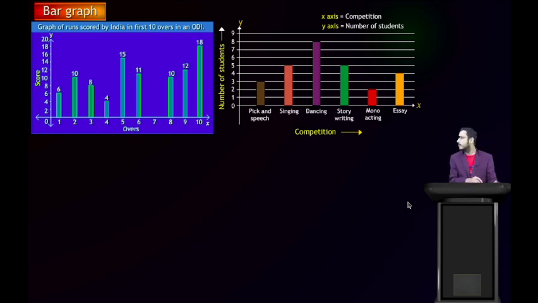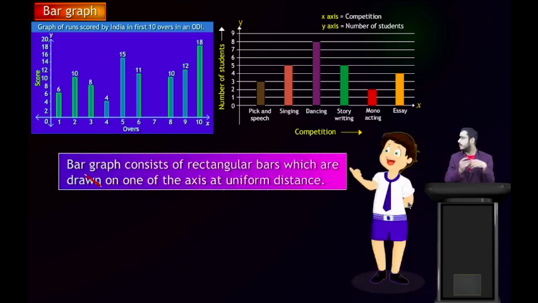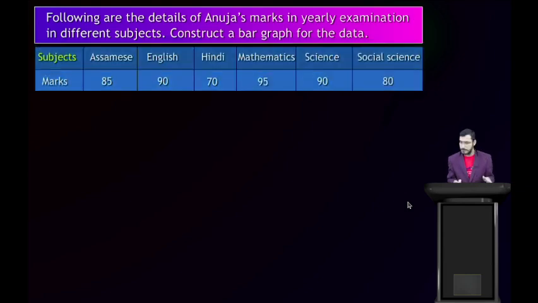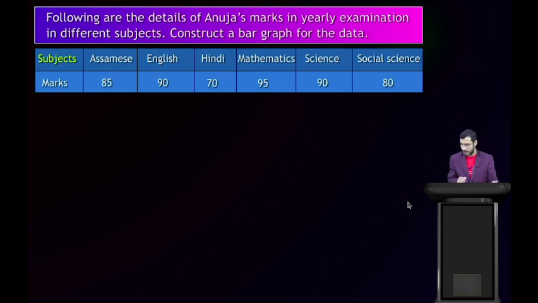Now the second one, you can see the bar graph here. A bar graph consists of rectangular bars which are drawn on one of the axes at uniform distance. You can see here the bar, that is a rectangular bar. Now we have a question here. Following are the details of Anuja's marks in the yearly examination in different subjects. Construct a bar graph for the data. You can see here the subjects and marks of Anuja.